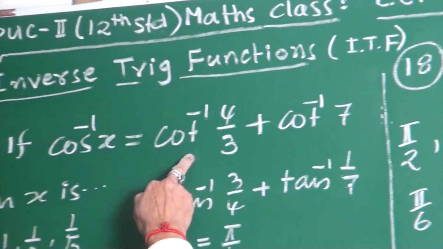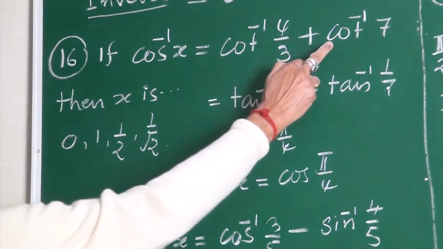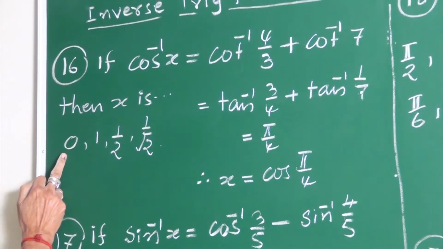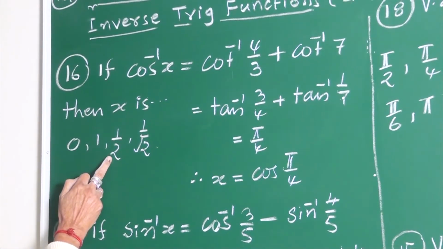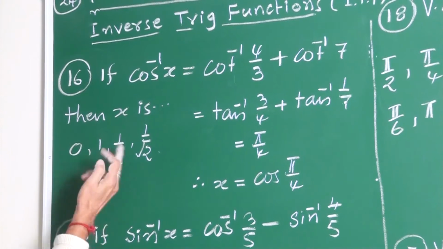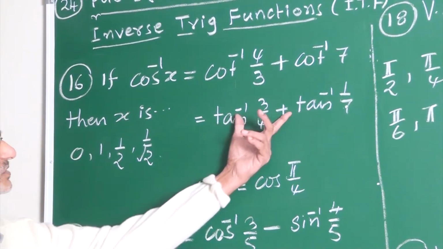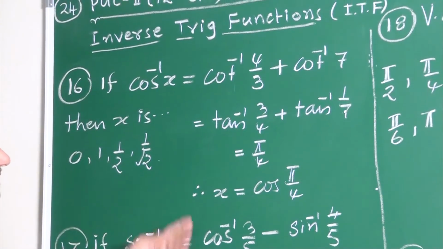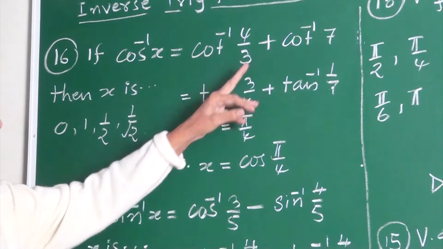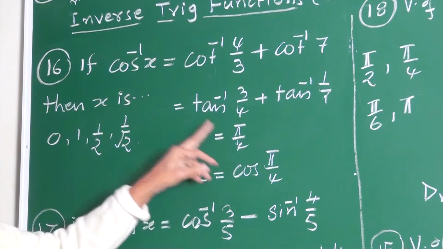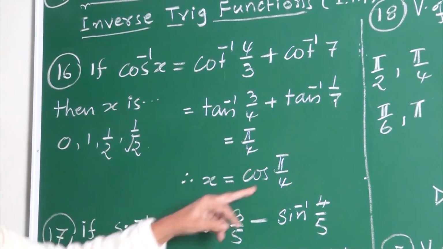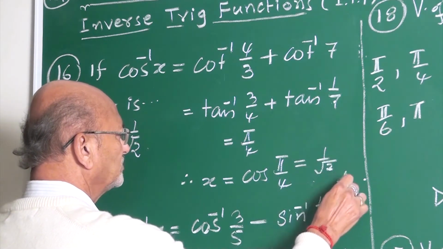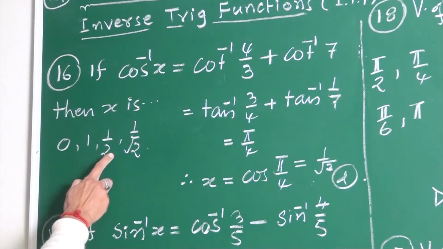If cos inverse x equal to cot inverse 4 by 3 plus cot inverse 7, then the value of x is dash. These are the options: 0, 1, 1 by 2, 1 by root 2. Yes, my friend, here itself, I told, this is pi by 4. Pi by 4 means what is the answer? Cos 45 is 1 by root 2. Direct. Actually, no need to write. Tan inverse 3 by 4, 1 by 7 means it is pi by 4. What is your x? Cos 45. What is cos 45? 1 by root 2. Then which option is the answer, my friend? D. Option D is your answer.